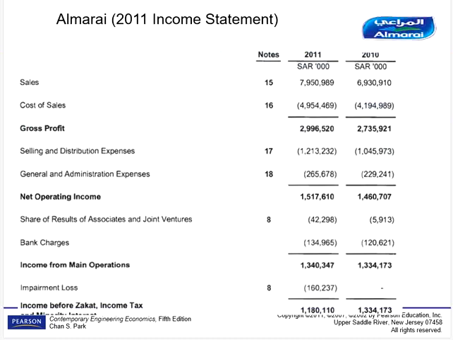Here I'm just sharing with you an income statement for Al-Mara'i. You can see here, this is an income statement of Al-Mara'i for 2011. We already know how to make an income statement, right? In chapter number 2 we looked at different types of statements. So sales minus cost of sales is gross profit. Gross profit minus selling and distribution expense minus general and administration expense is net operating income. So you can see here what the cost elements are. This one is a cost element, right? This is cost of sales, or sometimes we call it cost of goods sold.